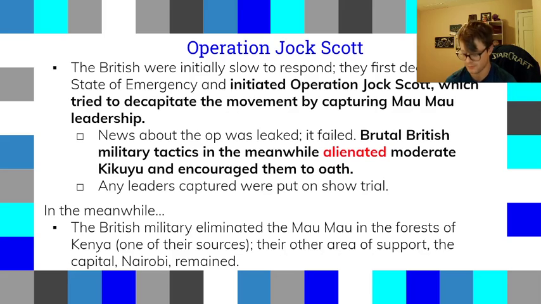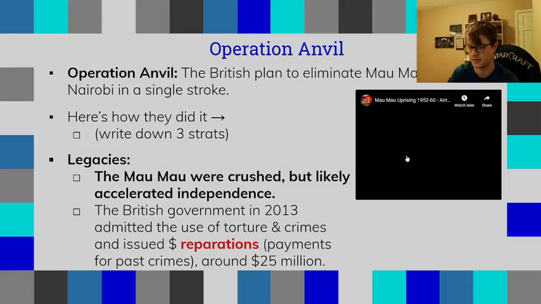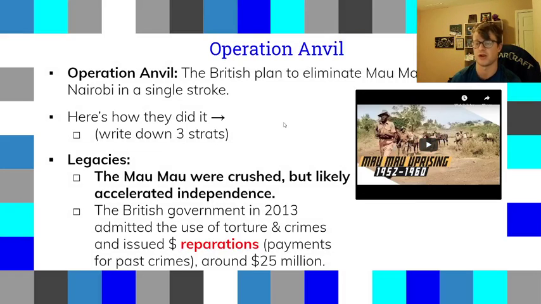In the meanwhile, though, what's been going on is that the British military for 4 years goes ham on the Mau Mau in the forests of Kenya, which is one of the locations where they were sourced. Their other area of support, in Nairobi, which is considered the other hotbed of Mau Mau, remained. Okay, so let's talk about what they do with that. And that is Operation Anvil. The British plan there is to literally just eliminate the Mau Mau in Nairobi in a single fell swoop.